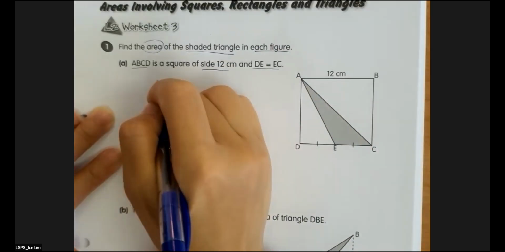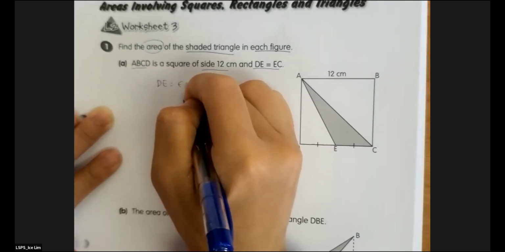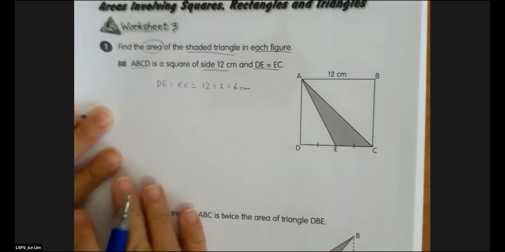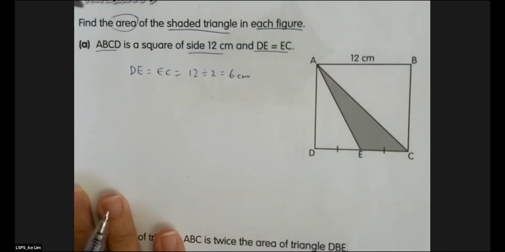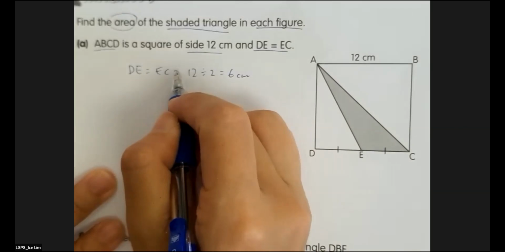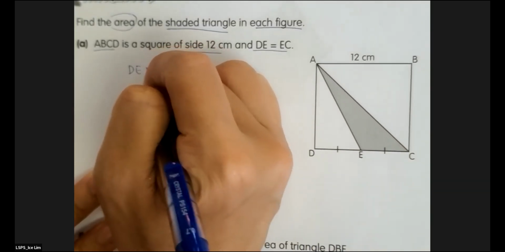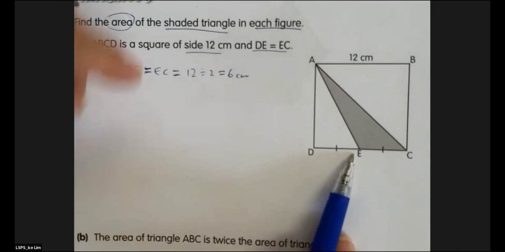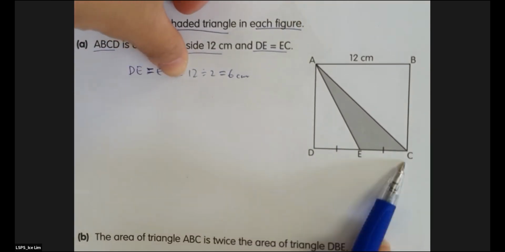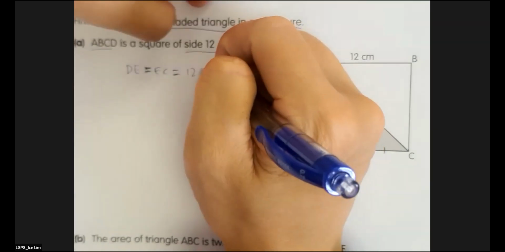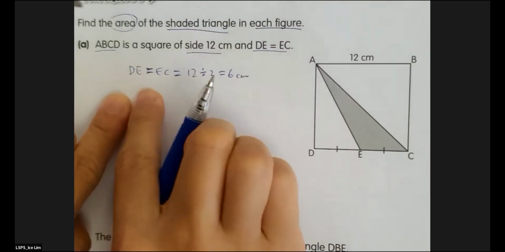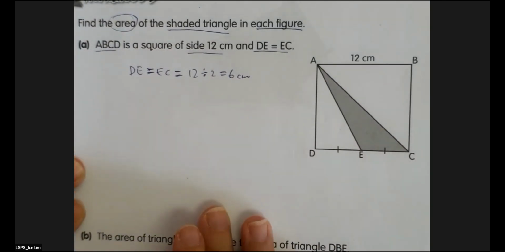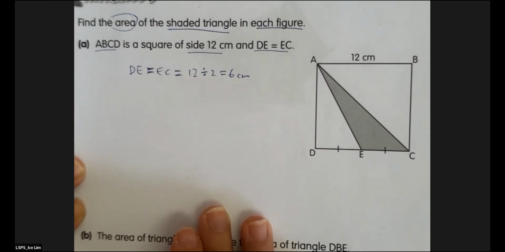So if DE equals EC, that means it is equal to 12 divided by 2, that's 6 centimeters. In my sentence here, I'm able to use the equal sign a few times because they are truly equal to one another. DE is EC, and that's equal to 12 divided by 2, equals 6 centimeters. Can you see that throughout this statement, where I use 3 equal signs, they are indeed equal? Okay, moving on.